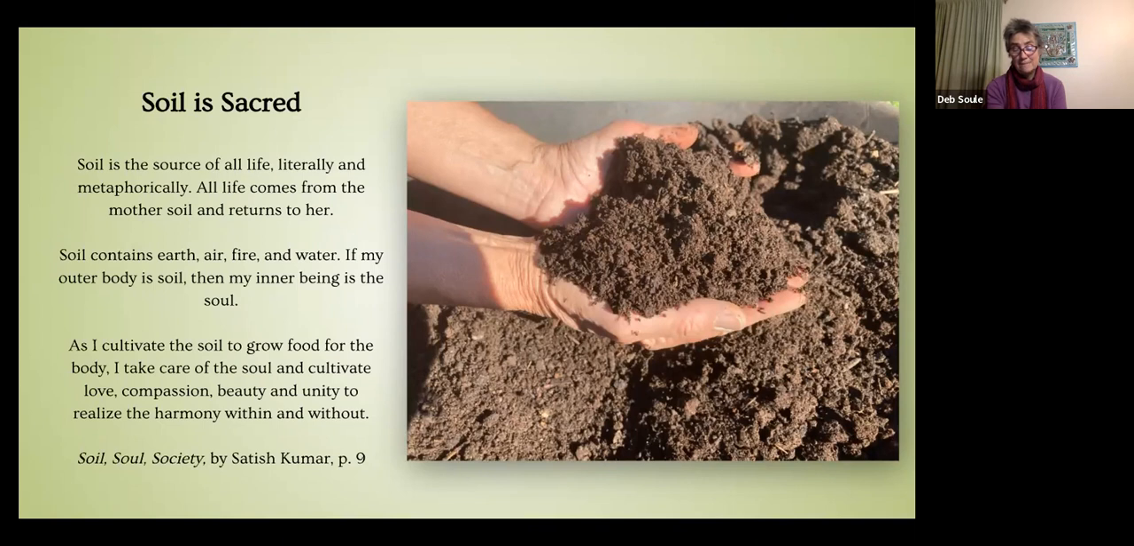He was born in India. I think he's in his late 80s now. And he says to us, "Soil is the source of all life, literally and metaphorically. All life comes from the mother soil and returns to her. Soil contains earth, air, fire, and water. If my outer body is soil, then my inner being is the soul. As I cultivate the soil to grow food for the body, I take care of the soul and cultivate love, compassion, beauty, and unity to realize the harmony within and without."